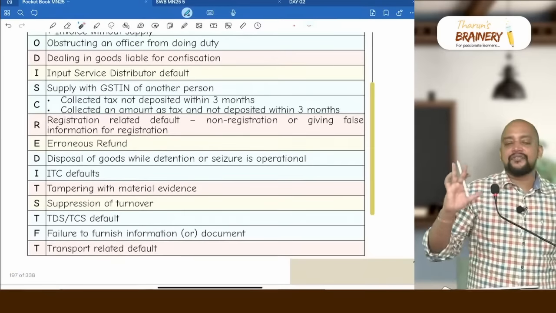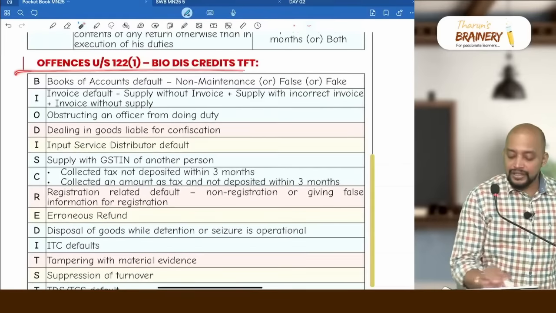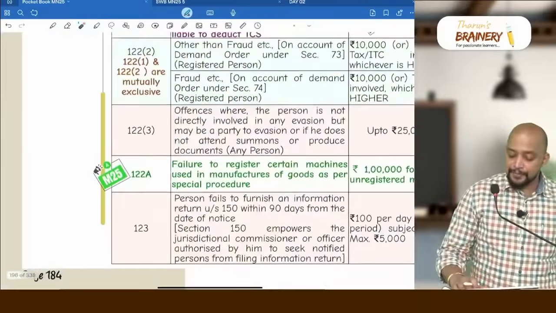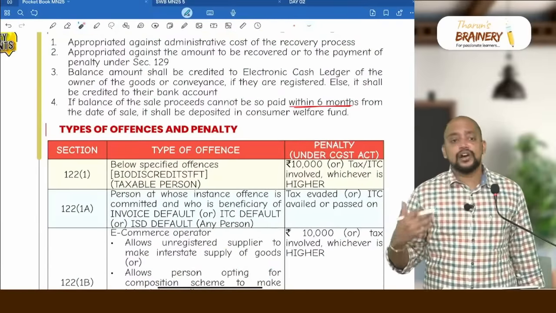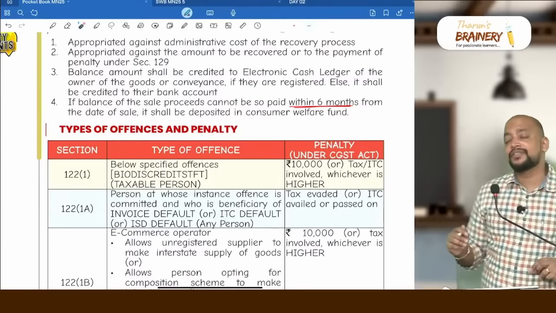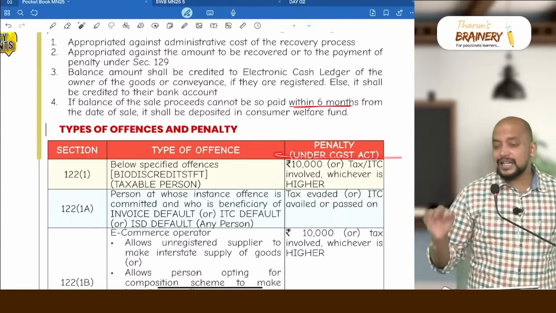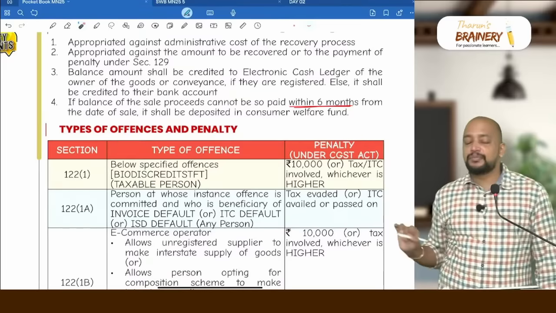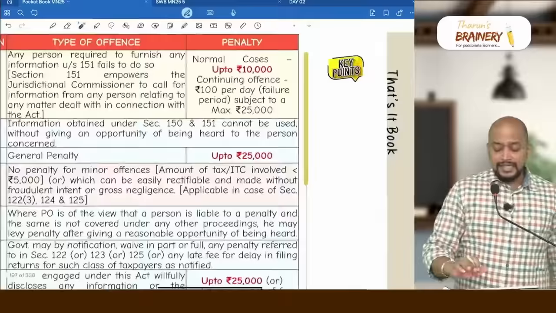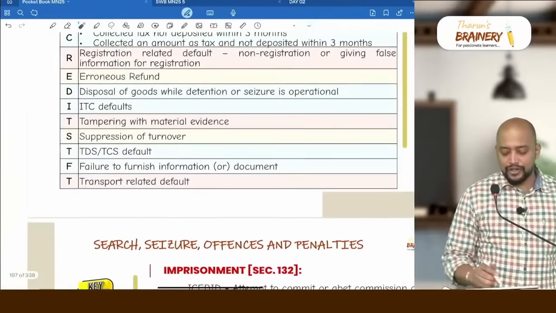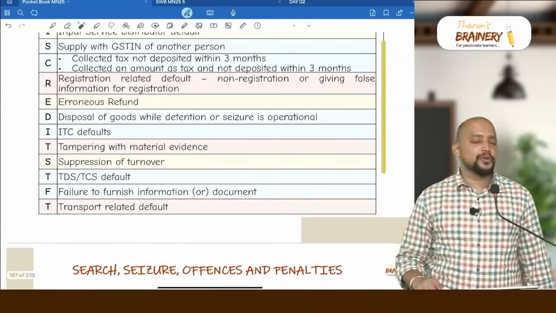These are the offences given in section 122 subsection 1. For these offences the penalty will be 100% of the tax, or ITC, or TDS TCS, or refund, whatever the amount involved in the offence, or 10,000, whichever is higher. All these penalties are under the CGST Act, which means an equal amount will be payable under the SGST Act also. Then what is the difference between the section 122 subsection 1 penalty for transportation versus the 129 penalty, because both are for transportation only?